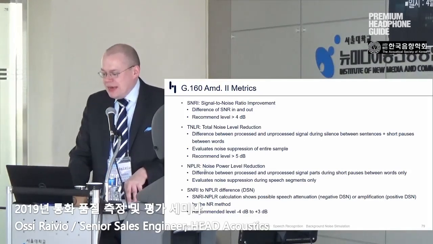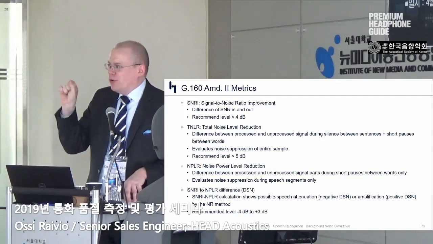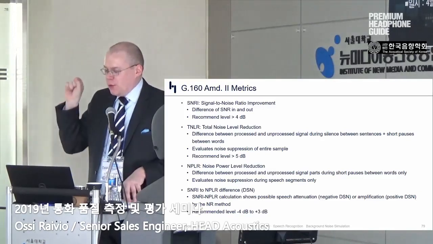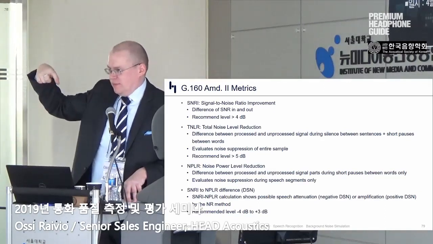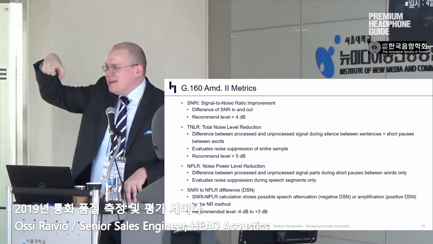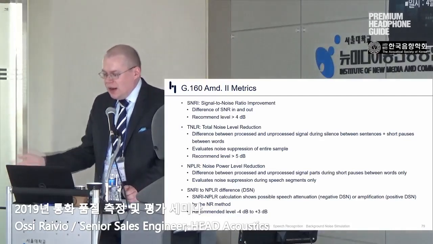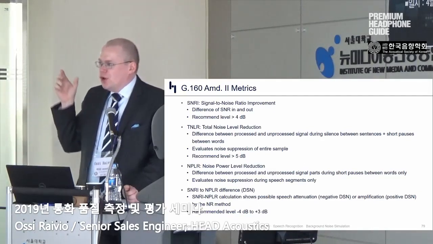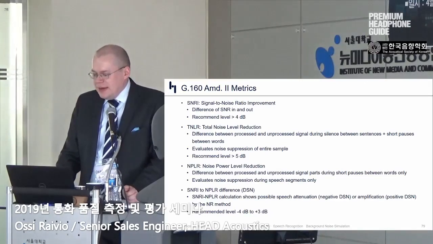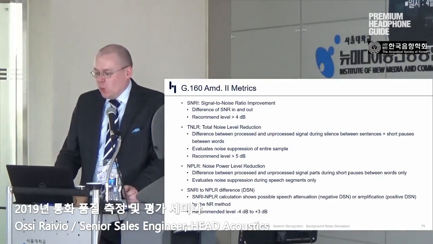Then you have the NPLR, noise power level reduction. This one is only looking at the short pauses between the words. So NPLR ignores the long pauses between sentences, and it only looks inside a sentence between words, those short pauses. So TNLR and NPLR, basically the same thing, but TNLR includes long pauses between sentences. NPLR only takes into account the short pauses between words.